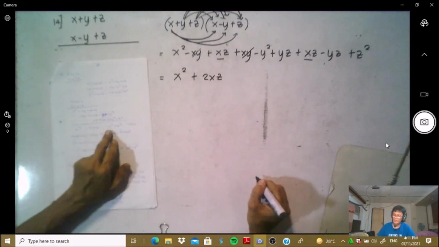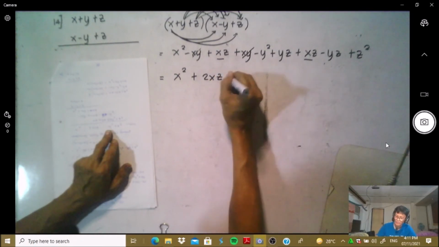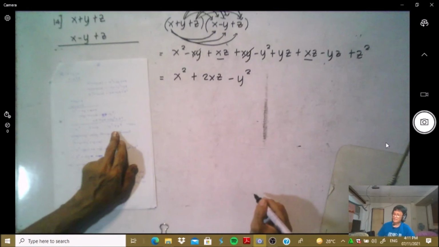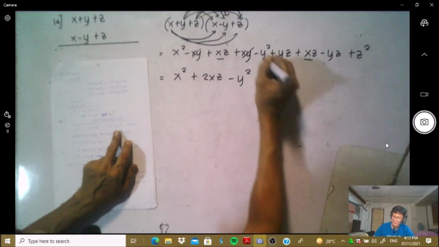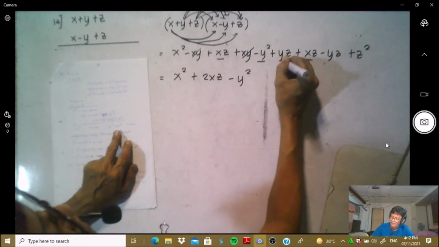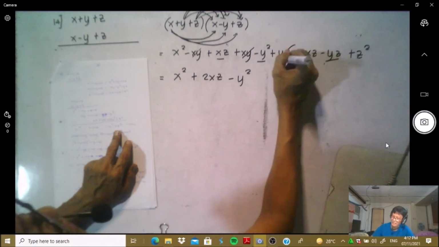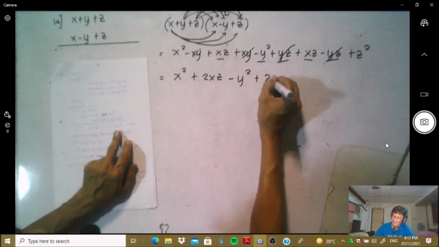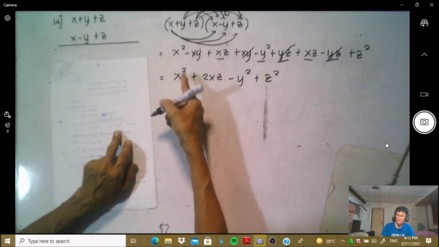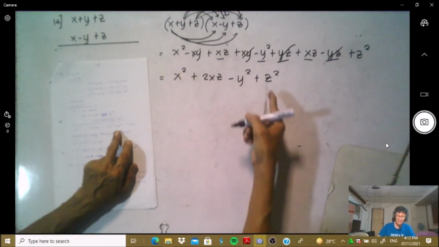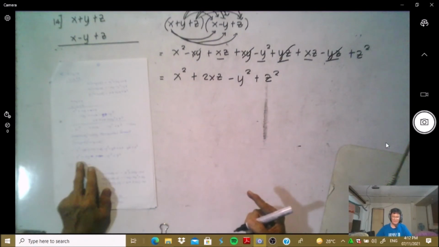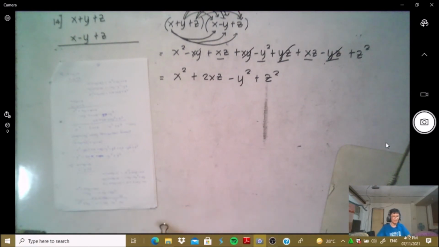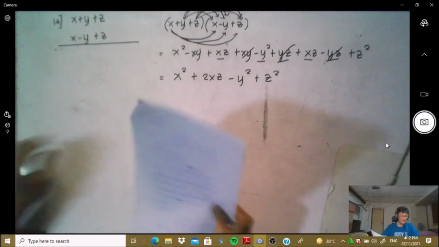What will be next is y squared. We have minus y squared. Then next is yc. Negative yc and positive yc will cancel out. What will be left is c squared alone, so we have plus c squared. So this will now be our answer: x squared plus 2xc minus y squared plus c squared. And that is actually the same as our answer in the vertical format. Okay, so let's proceed to number 16.